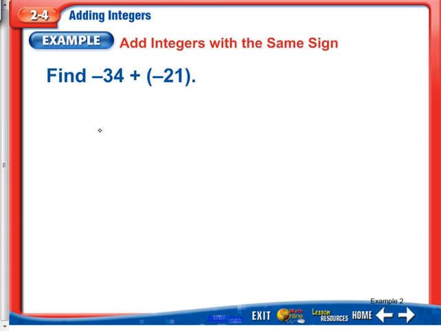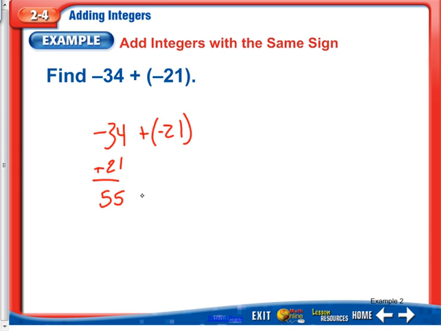All right, so I'm going to copy it out of the book. -34 plus -21. Now I'm going to talk about it like money. I owe $34 and owe $21. Now these have the same sign, so I'm going to add the two numbers together. So I'm just going to say 21. I'm going to add that. I get a 5.